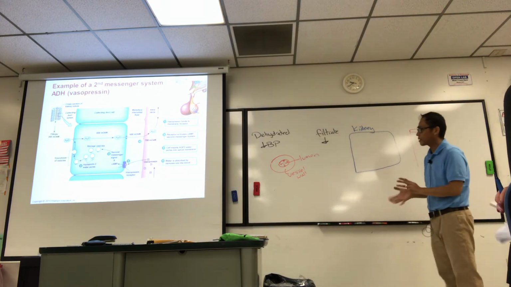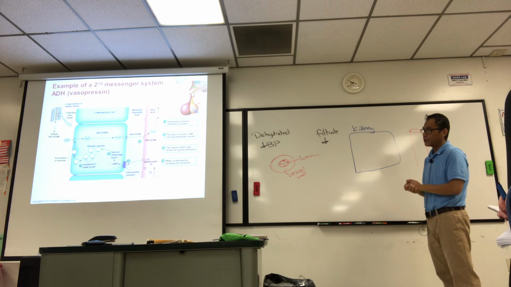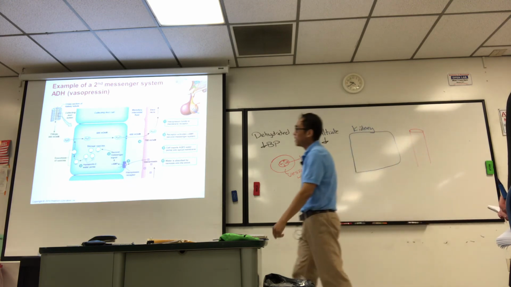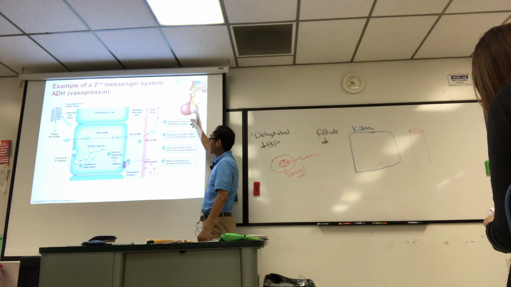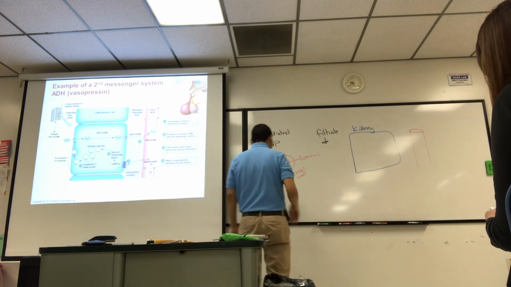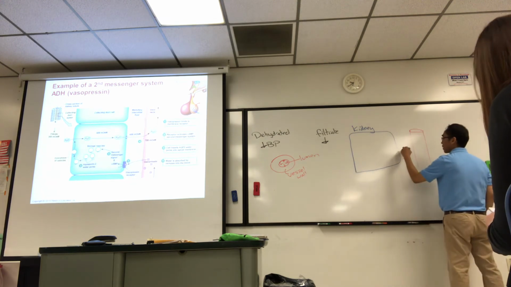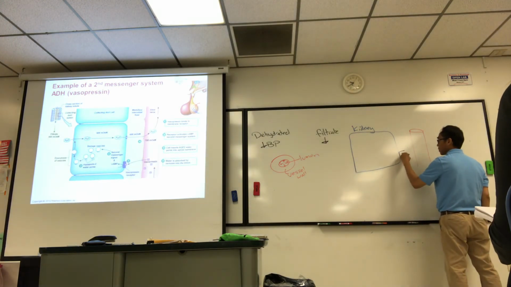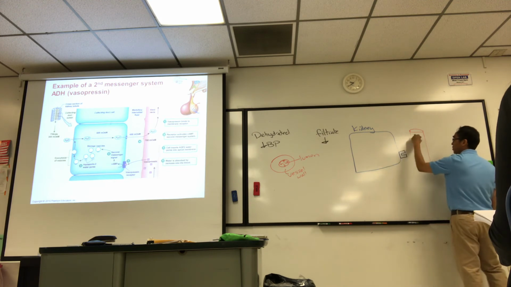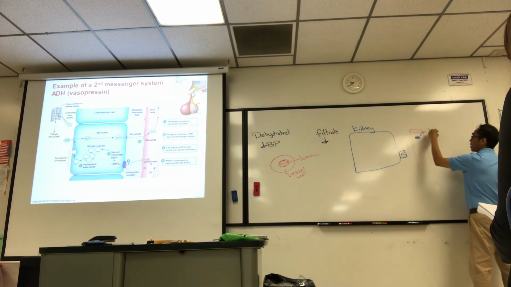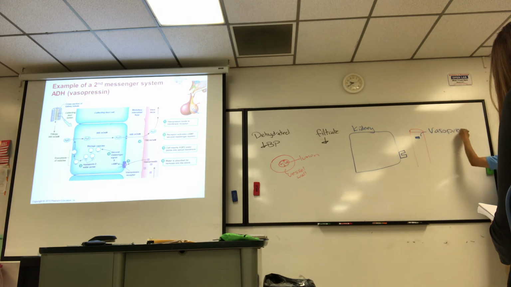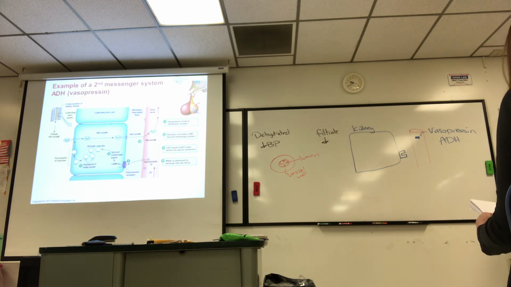So if that's the homeostatic imbalance, what can the body do? In this example, they secrete the hormone vasopressin, also known as ADH. It comes from the posterior pituitary. Here's vasopressin's receptor. Here's vasopressin, also known as ADH. ADH is an acronym that stands for anti-diuretic hormone. That's a main hormone of this chapter you've got to know.